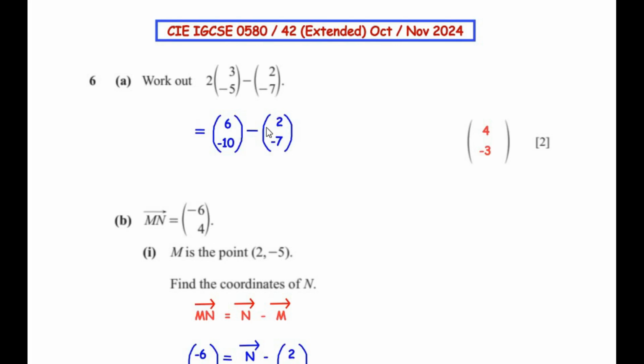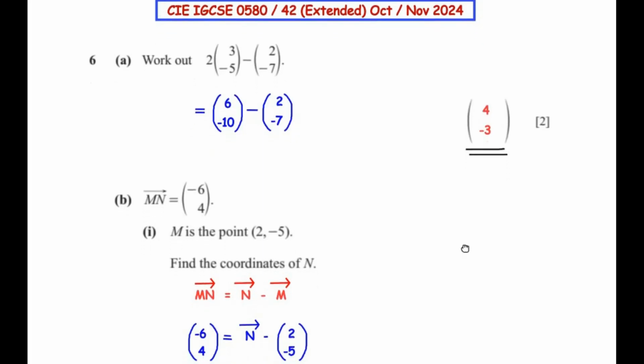In the next step we are going to perform the subtraction operation for these two vectors. So 6 minus 2 gives us 4 and minus 10 minus of minus 7 is plus 7. So minus 10 plus 7 gives us minus 3. So the answer is going to be 4, minus 3. Now moving on to the next one.